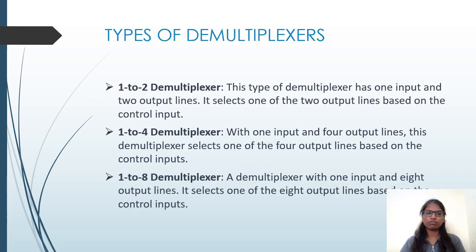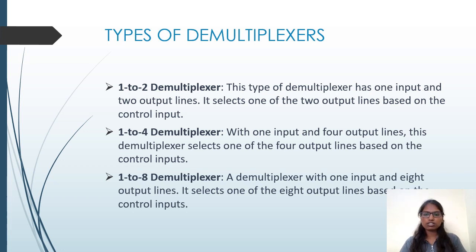Types of demultiplexer. 1:2 demultiplexer. This type of demultiplexer has one input and two output lines. It selects one of the two output lines based on the control input. 1:4 demultiplexer. With one input and four output lines, this demultiplexer selects one of the four output lines based on the control inputs. 1:8 demultiplexer.